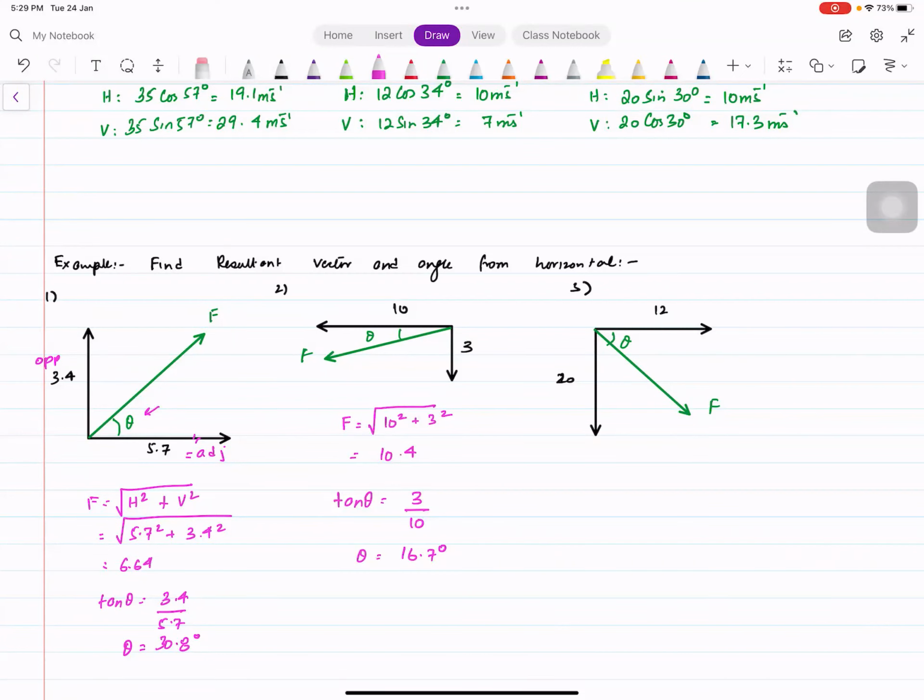Finally, this is also super easy. You just need to do 20 squared plus 12 squared under root, and this is going to be 23.3. And tan theta is going to be opposite this time, 20, divided by adjacent, 12. And when you take tan inverse of this, you get 59 degrees, like that. So combining is super easy. All you need to do is just use Pythagoras and tan theta. So you can copy this down if you want to.